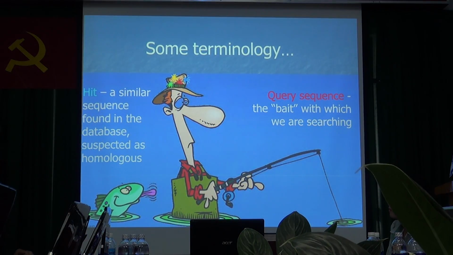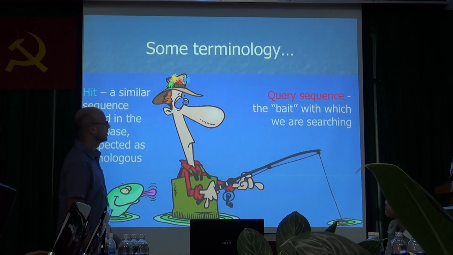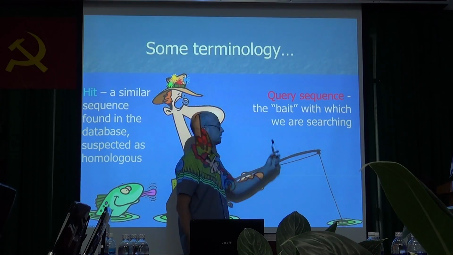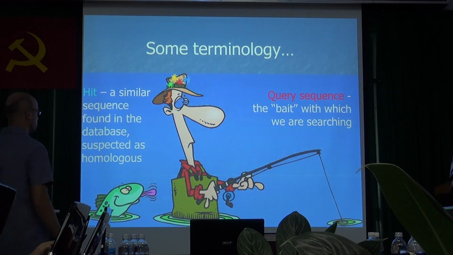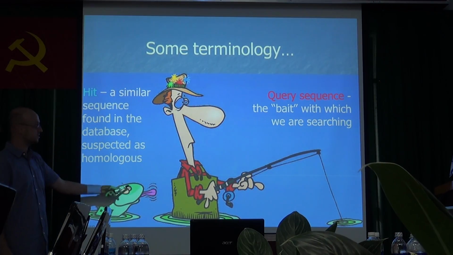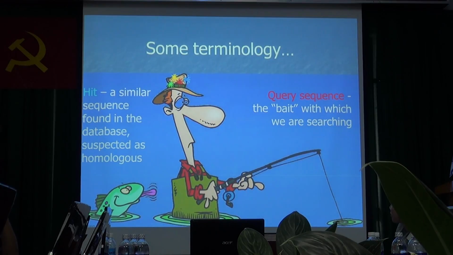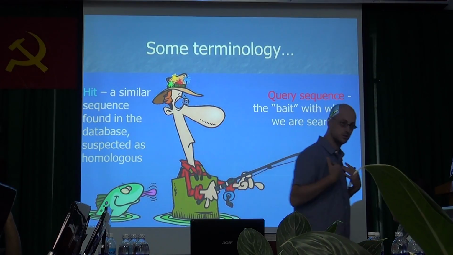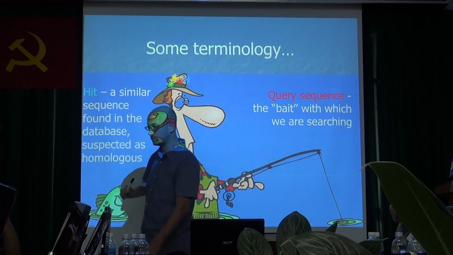In other words, we are going fishing. We are the fishermen. This is our query sequence. This is the bait. This is the worm that we put on the hook. And we are looking to catch the best fish. And we call this fish a hit. A hit is a similar sequence in the database, a sequence that is similar to our sequence. So we use the query to fish for the hit.